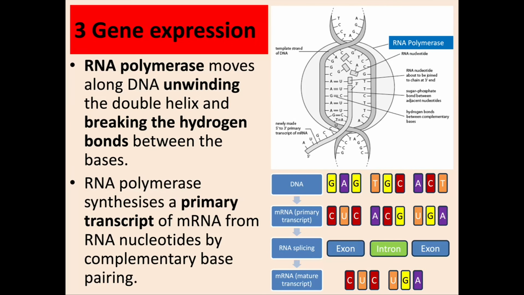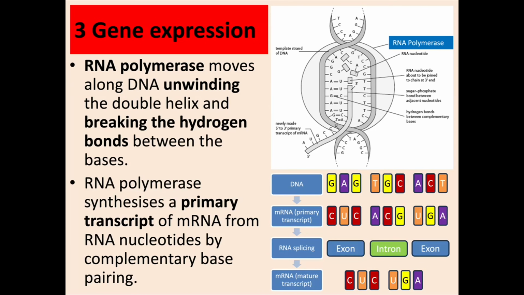So RNA polymerase moves along the DNA, as we can see in this diagram, and it unwinds the double helix. Technically, there's another enzyme that does this, but you don't need to know it for the course, so we'll just pretend that it doesn't exist. RNA polymerase moves along the DNA, unwinding the double helix and breaking the hydrogen bonds between the bases. The RNA polymerase will then synthesize the mRNA that's formed initially, which we call the primary transcript of mRNA. The reason is because primary means first. So it's the first transcript, the first copy of the DNA.